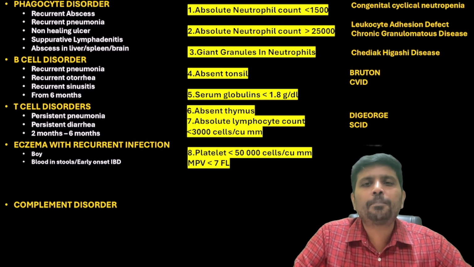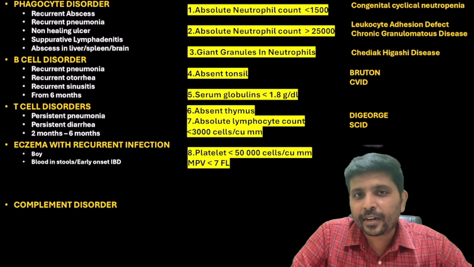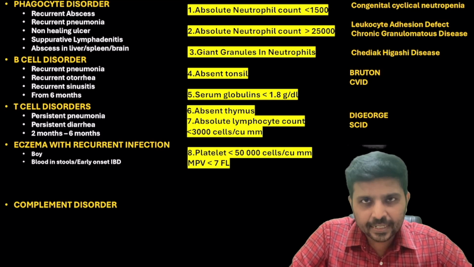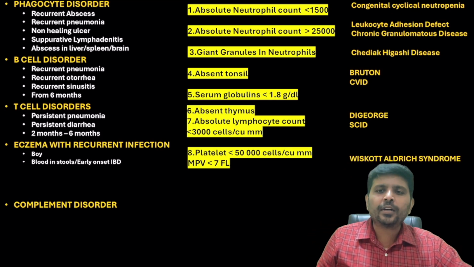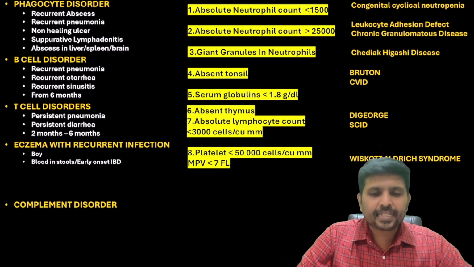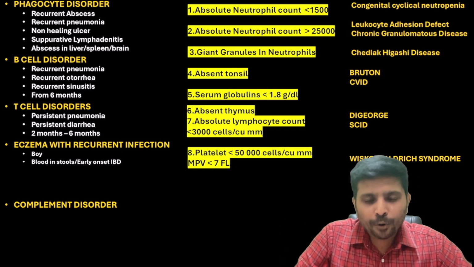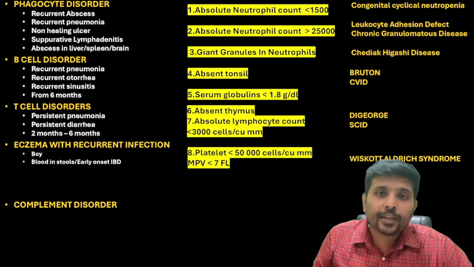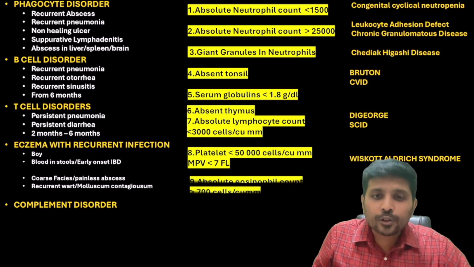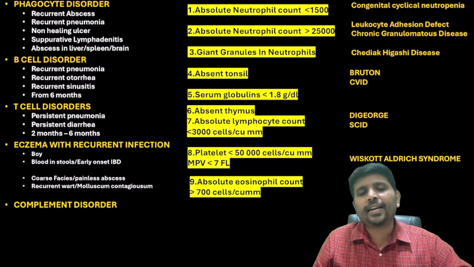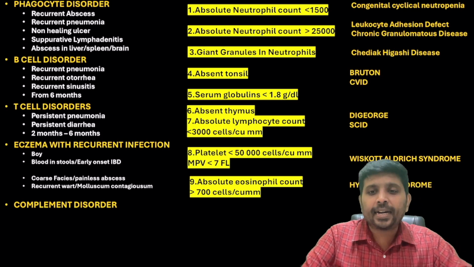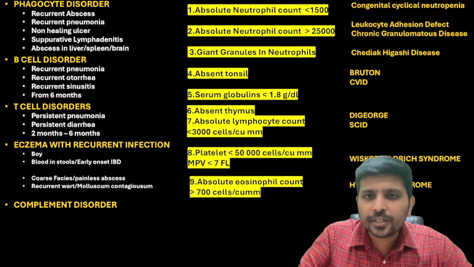And they are small platelets, that's why a mean platelet volume of less than 7 femtoliters is suggestive of Wiskott-Aldrich syndrome. The second thing is any boy or girl with chronic eczema and persistent infections, look at the eosinophil count. An eosinophil count of more than 700 cells per cubic millimeter can be due to an underlying hyper IgE syndrome.